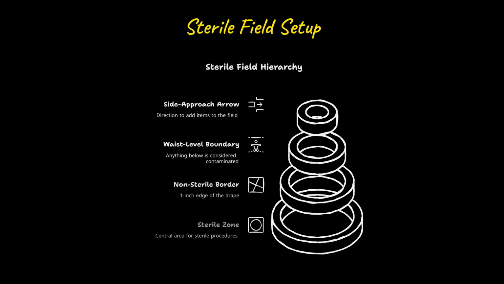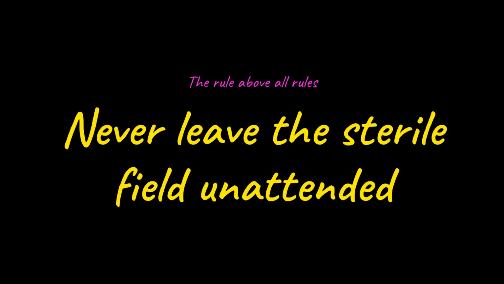Picture the draped overbed table. The sterile zone sits in the center, bounded by a 1 inch non-sterile margin at every edge. The nurse stands beside it, never leaves, adding supplies from the side, keeping everything above waist level. If the nurse steps away for any reason, the field must be discarded and rebuilt from scratch. Keeping visual control of the field is what validates every other rule. Lose sight of it, and sterility cannot be assumed.